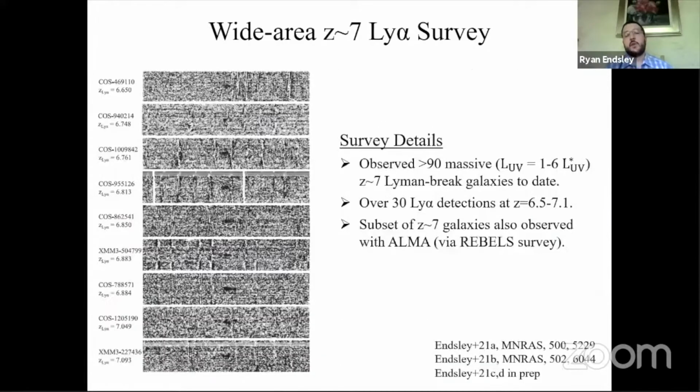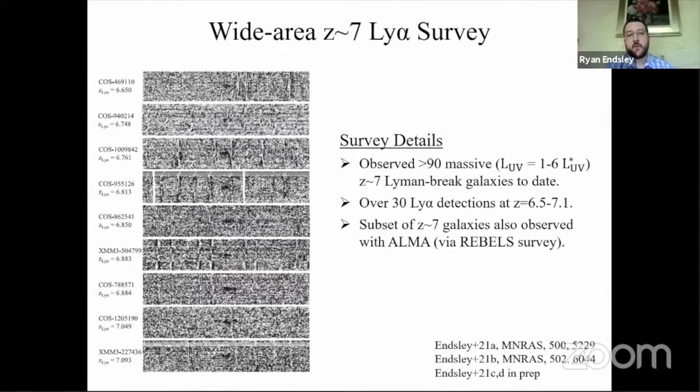So first off, I just want to give some quick details about our survey. So far, we've observed over 90 massive redshift 7 Lyman bright galaxies. We have over 30 Lyman-alpha detections at redshift 6.5 to 7.1, and a subset of our massive redshift 7 galaxies have also been observed with ALMA via the Rebel survey.